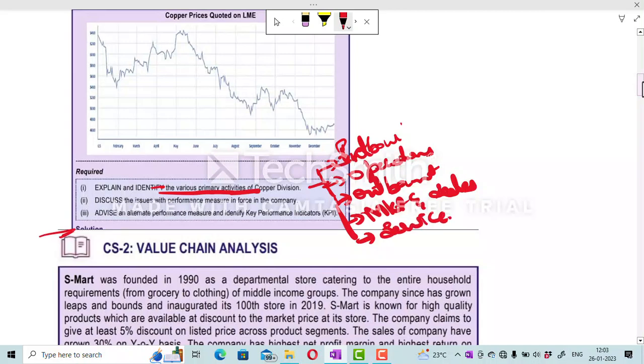We need to bifurcate all the activities of the copper division into these five activities: what comes under inbound, what comes under operations, what comes under outbound logistics. We have to bifurcate all the activities of the copper division into these categories. Okay, this is the first question.